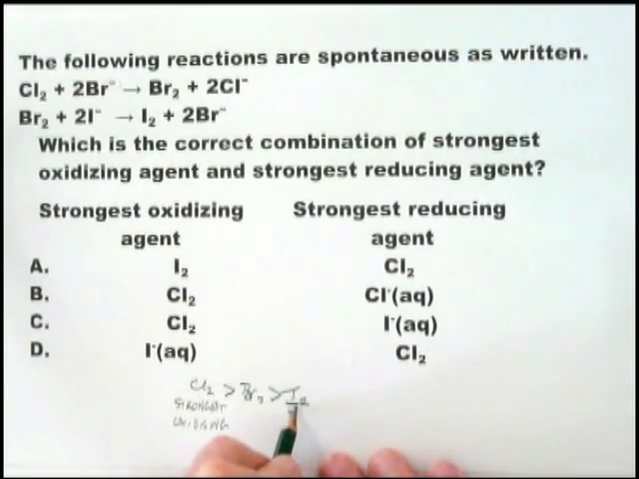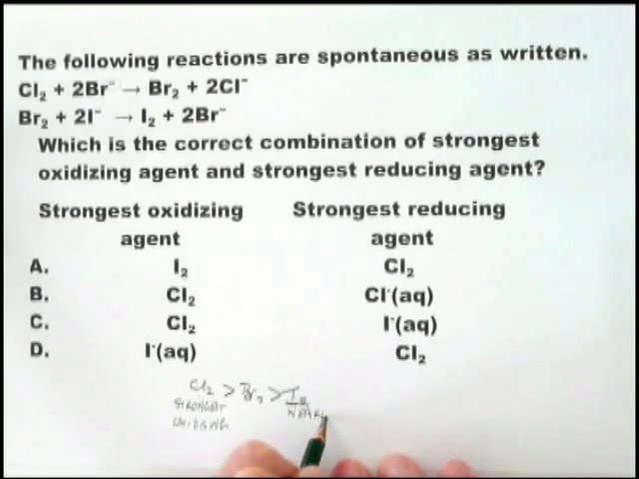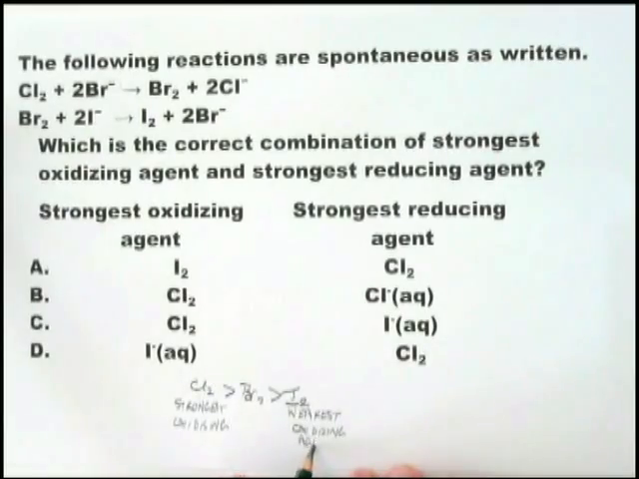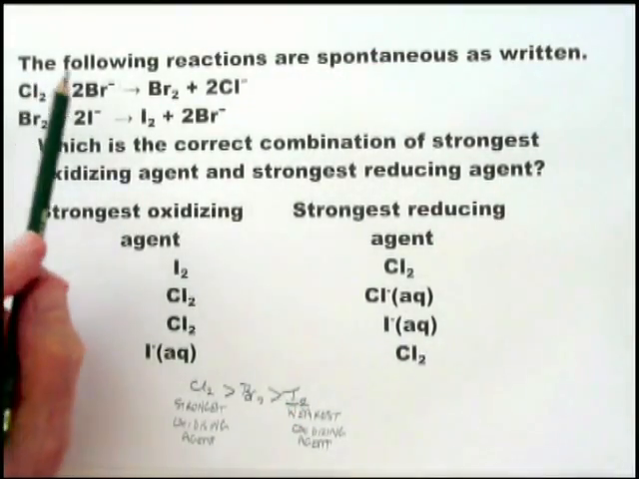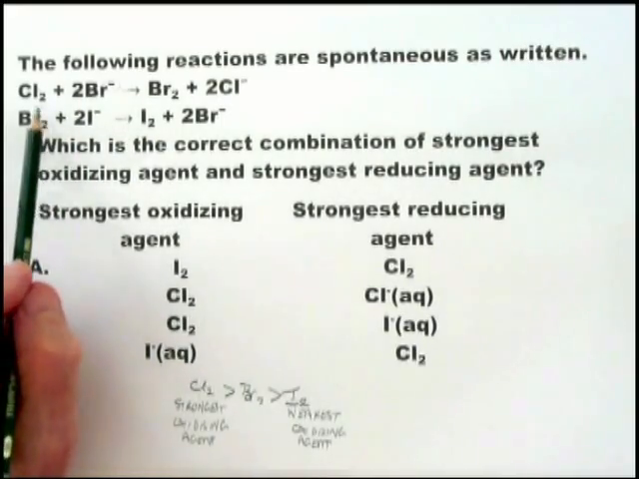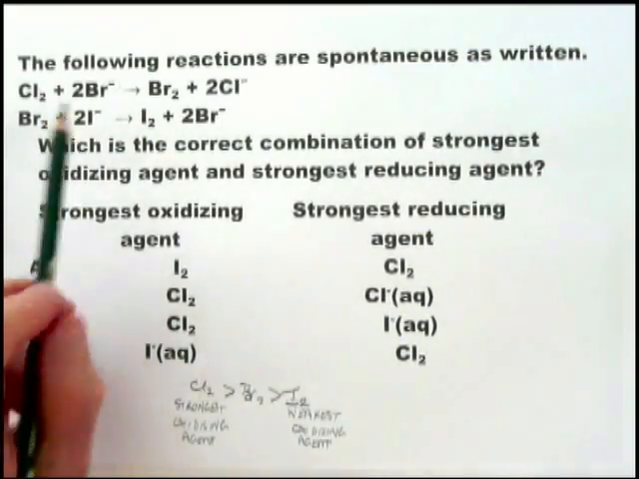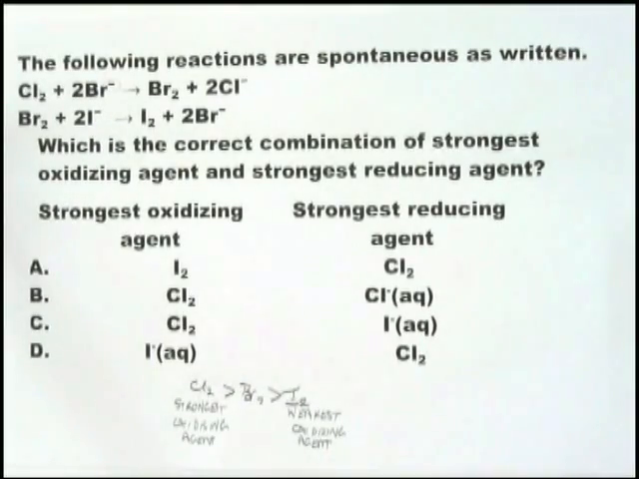And therefore iodine is the weakest oxidizing agent, simply because chlorine displaces bromine, bromine displaces iodine. Therefore, chlorine oxidizes bromine, bromine oxidizes iodine. It doesn't go in the other direction.